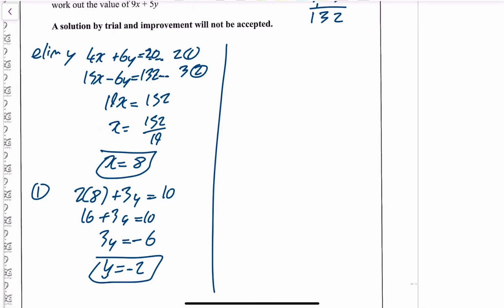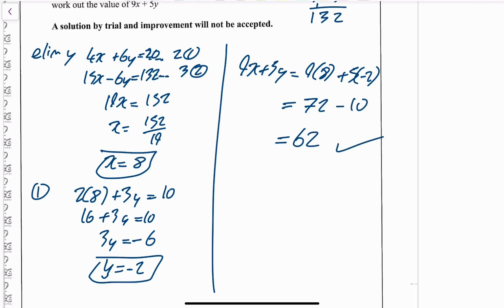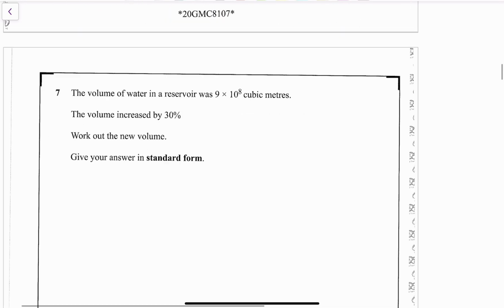But what we're just going to do is then fire it into 9x plus 5y. So it's going to be 9 times the x, which is 8, and then plus 5 times the y, which is minus 2. What's 9 times 8? 9 times 8 is 72, minus 10, 62 should be the answer we're looking for.